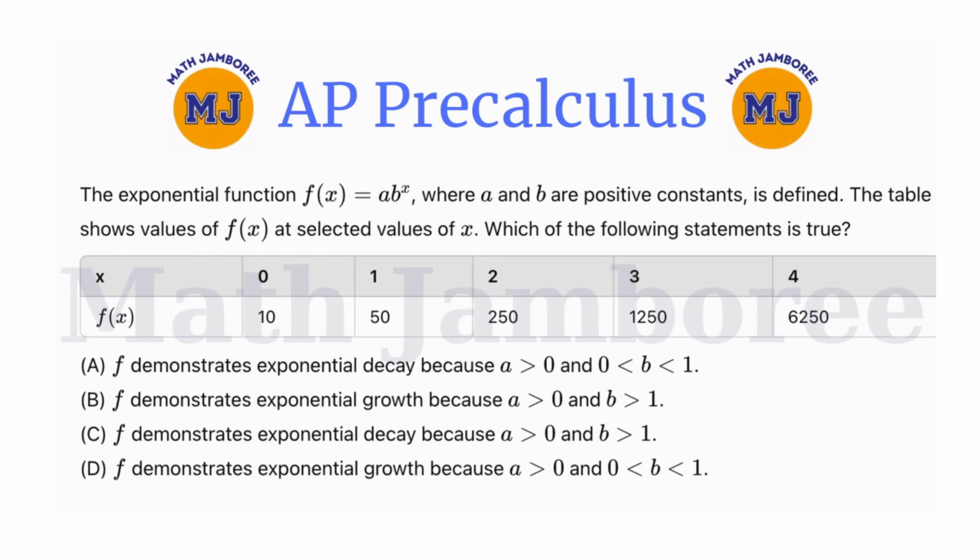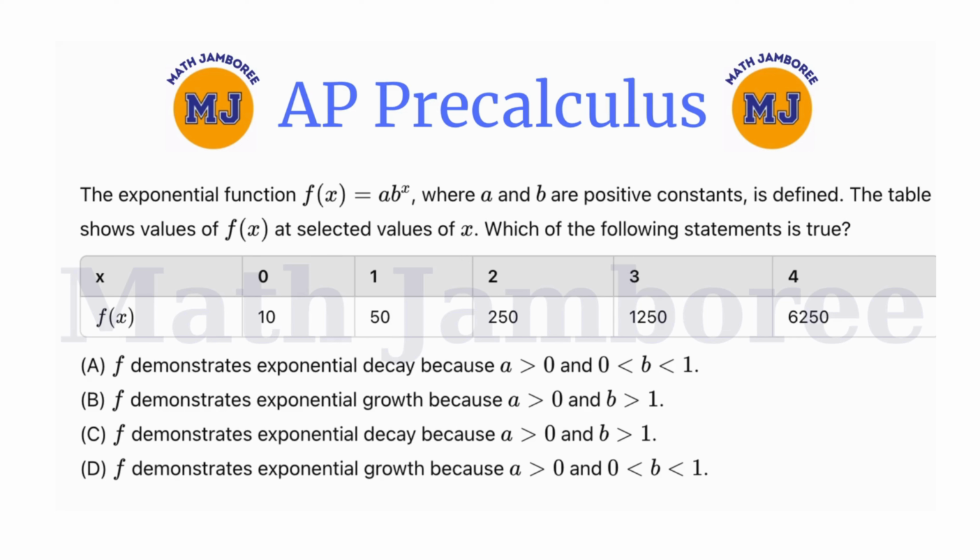In this video we have another AP Precalculus type of a question from the topic of exponential function. Let's solve it together. The exponential function f of x equals a times b to the power of x, where a and b are positive constants, is defined. The table shows values of f of x at selected values of x. Which of the following statements is true?